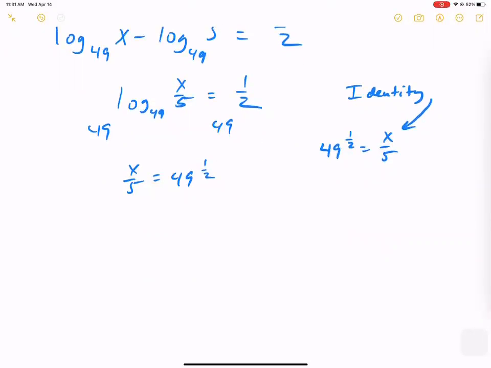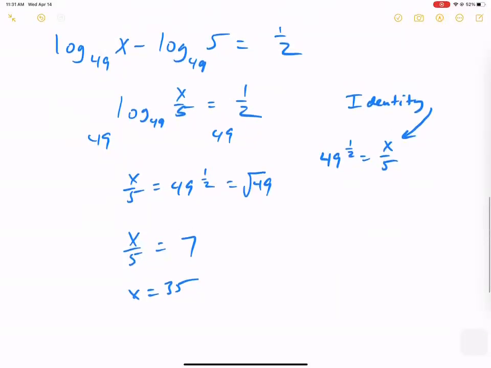Now, to solve this problem, you have to know that the 1/2 exponent is really a radical. This is really the square root of 49, and the square root of 49 is 7. We can multiply 5 to both sides. X equals 35. Would I have ever guessed that? Probably not, I wouldn't.